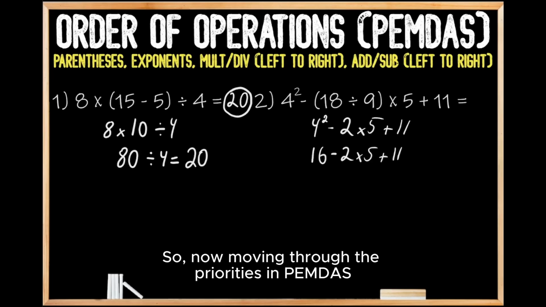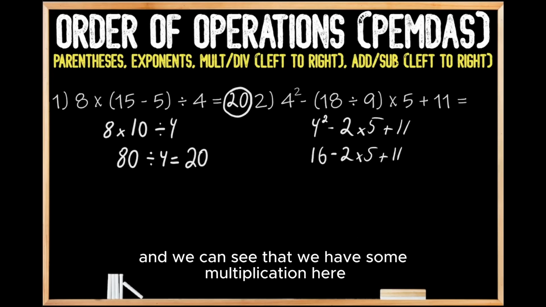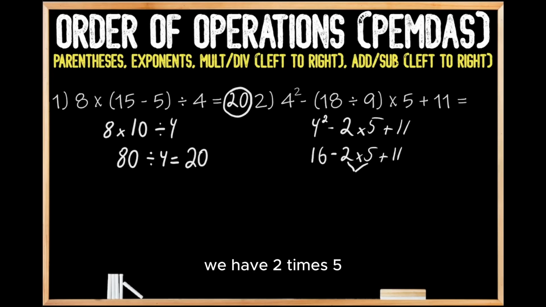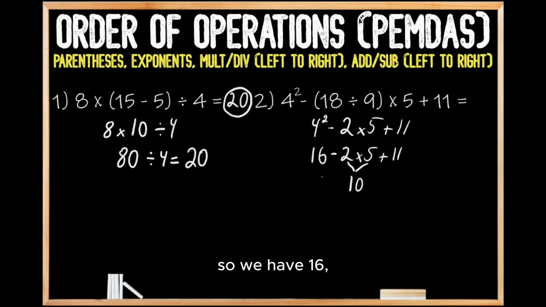So now moving through the priorities in PEMDAS, next we have multiplying and dividing, so we're going to work from left to right. And we can see that we have some multiplication here. We have 2 times 5, and that's going to give us 10. So now we're going to bring down the rest of this problem. So we have 16 minus 10 plus 11.